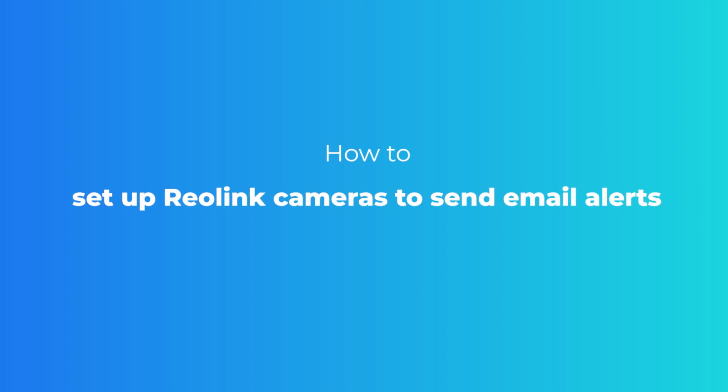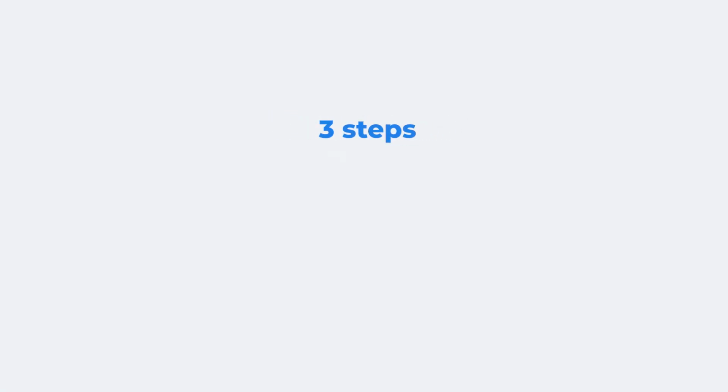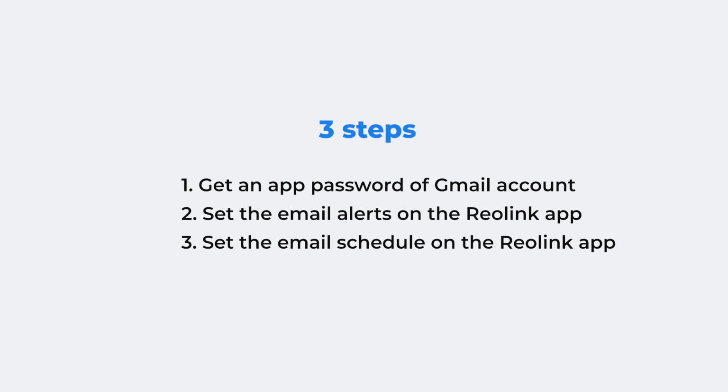In this video, we'll be guiding you on how to set up your Reolink cameras to send email alerts step by step. Very easy to do. We'll take Gmail as an example. You need to follow three steps. Get an app password for your Gmail account. Set up the email alerts on the Reolink app. And lastly, set up the email schedule.